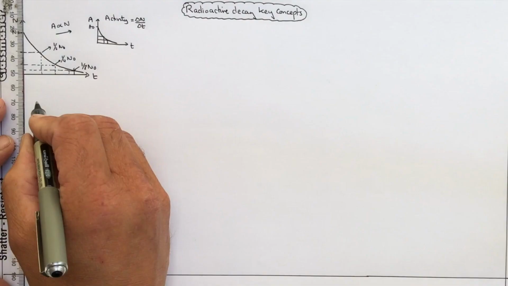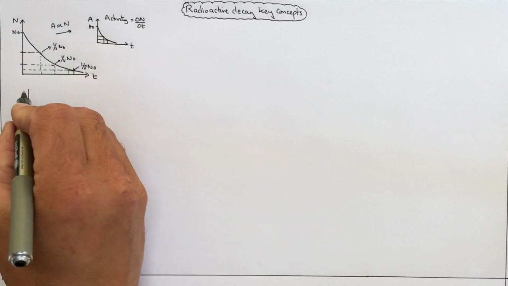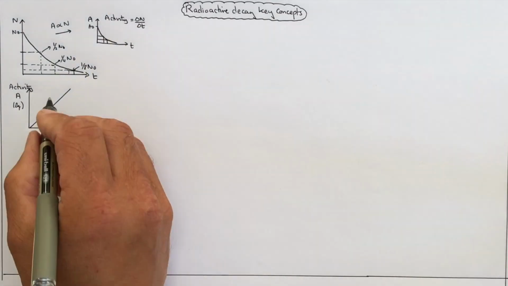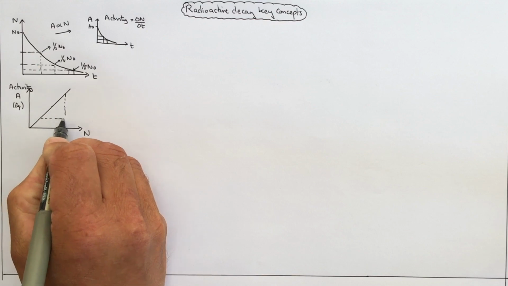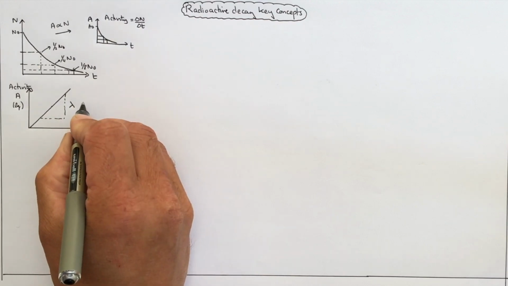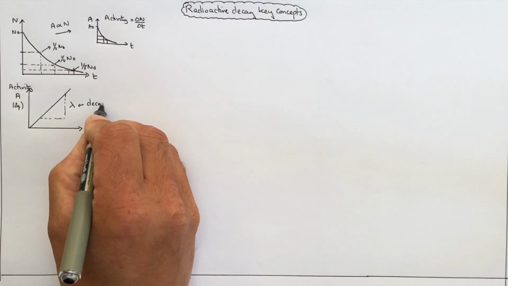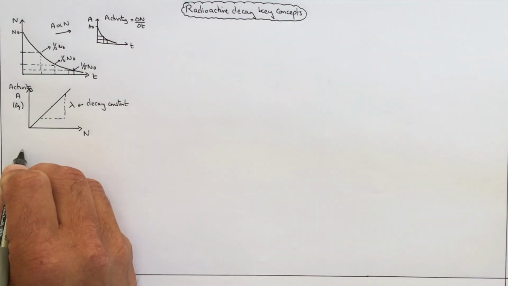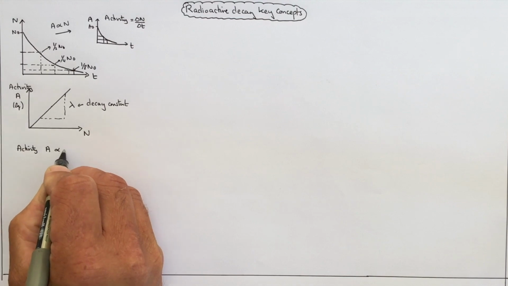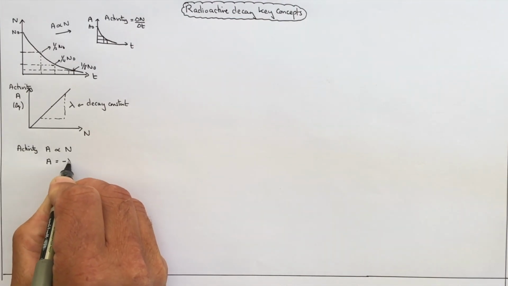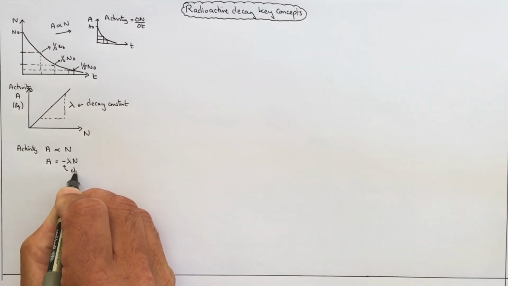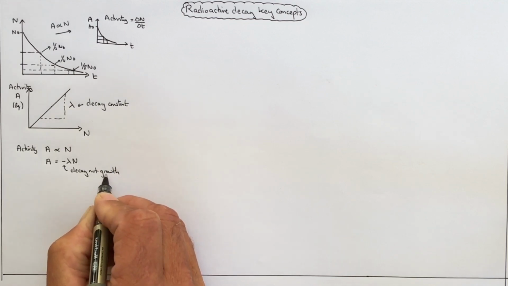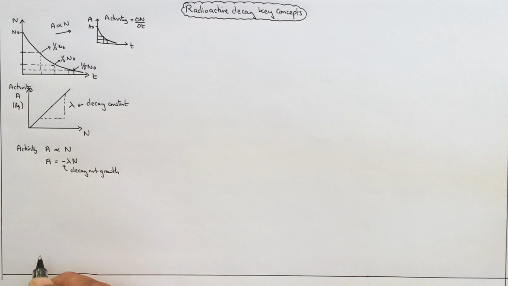We can prove this by plotting a graph of the activity against the number of parent nuclei. We get a directly proportional relationship where the gradient is the decay constant, which depends on the probability of the nuclei decaying. So we have activity is directly proportional to the number of parent nuclei, A equals minus lambda N. The minus sign tells you it's a decay, not a growth, but we don't use the negative in any calculation.